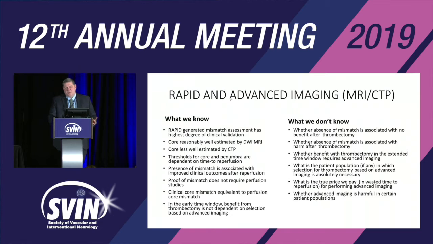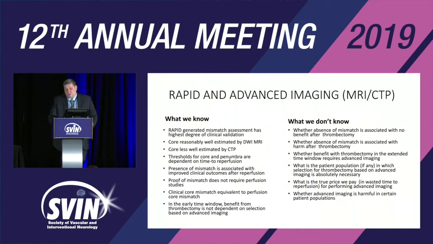DAWN has shown that you can derive as strong clinical benefit if you use the clinical core mismatch. So it's not clear that you absolutely need the perfusion study for patient selection. And in the early time window, benefit from thrombectomy is not dependent on selection based on advanced imaging. There have been many trials that did not use advanced imaging and that have shown substantial benefit from reperfusion.